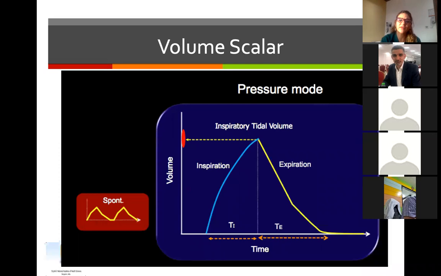Then the volume scalar, again, there is a start of inspiration. And as I said, when the flow is increasing fast, the inspiration is at peak. And then when the flow is coming down, the inspiration is a little less. But till the expiration is coming, this is the inspiratory time. And then the expiration starts, and this is till the next inspiration occurs. This is the expiratory time. And this maximum is the inspiratory tidal volume.